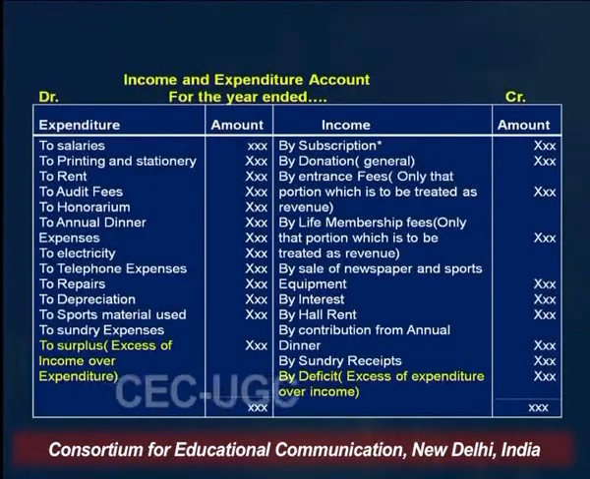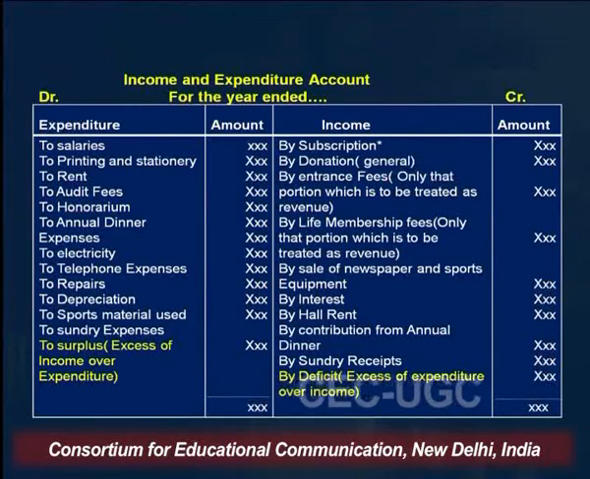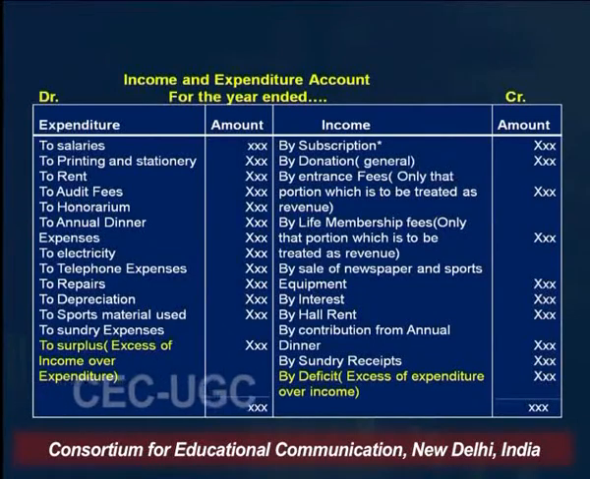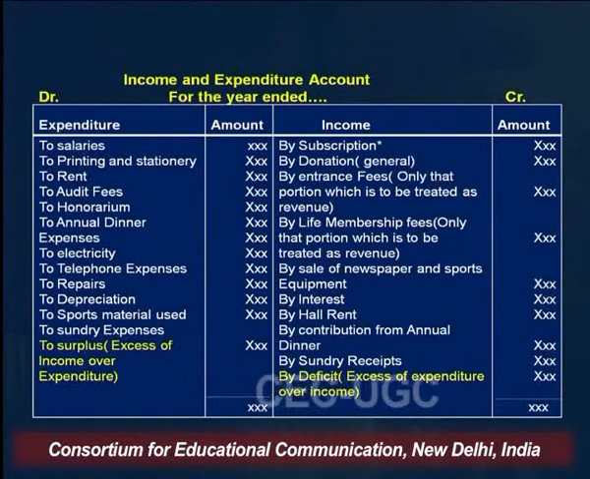Before we proceed further, let's have a look at this income and expenditure account. This is one of the accounts prepared by the not-for-profit organization. There are two accounts which are prepared by NPOs, that is receipt and payment account and income and expenditure account. So in today's session we are going to talk about how to prepare receipt and payment account when income and expenditure account along with the other information is given in the question.